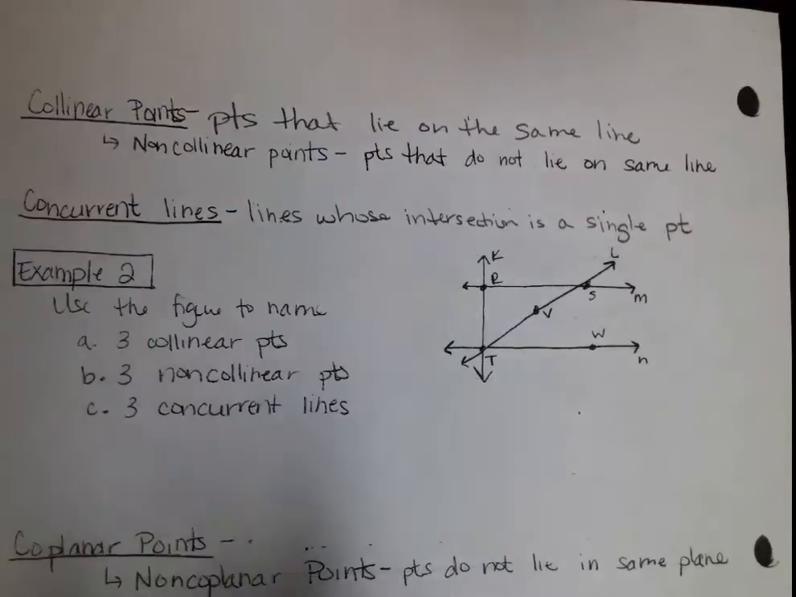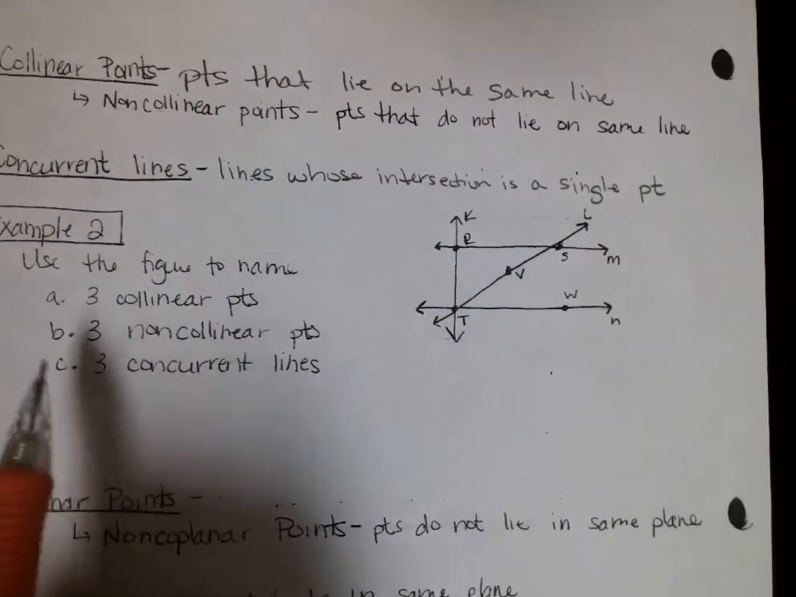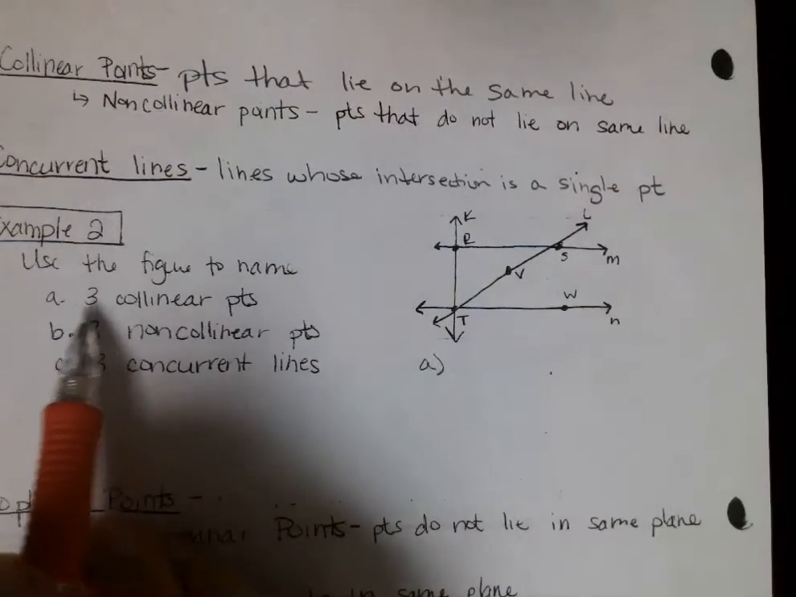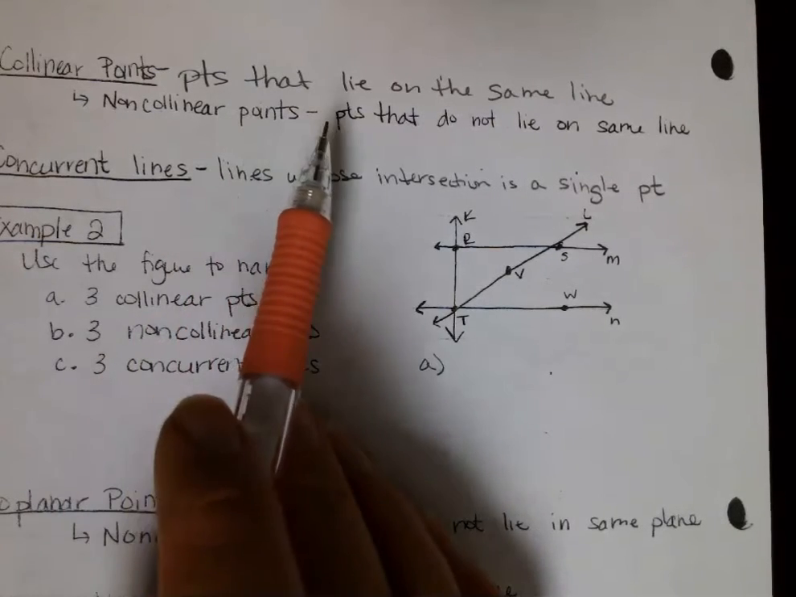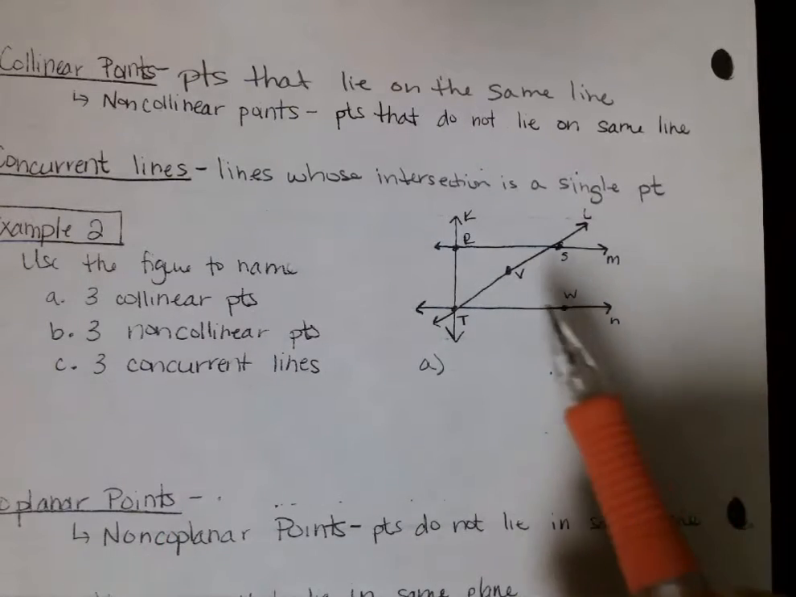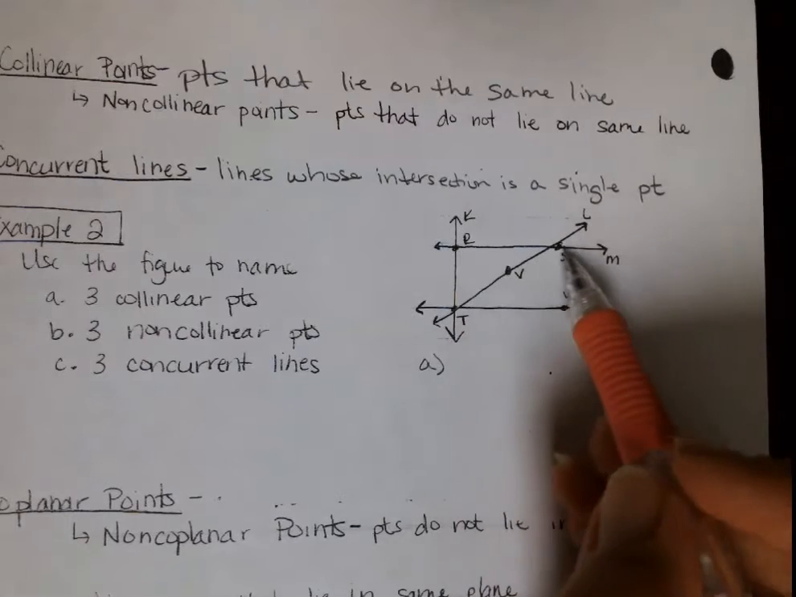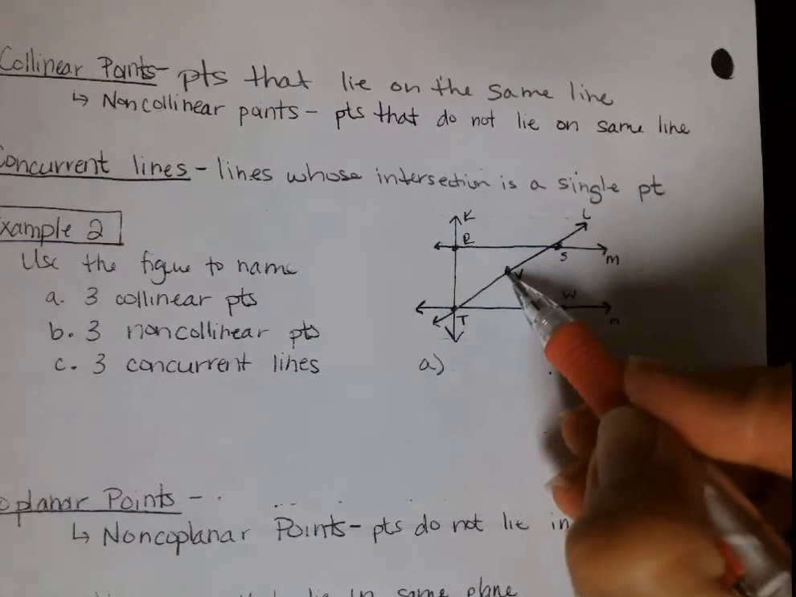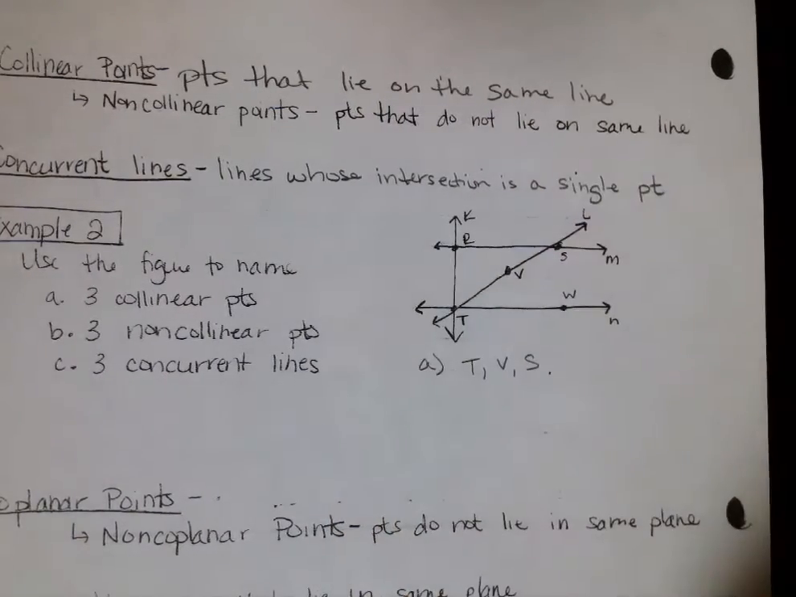All right, let's look at the example. It says, use the figure to name these three things. I'm going to put letter A so I can write them down. So, 3 collinear points. Collinear points, remember, are points that lie on the same line. This line only has 2 points on it, this line only has 2, but this line here has 3. So it's got point T, point V, and point S. So let's do T, V, and S.